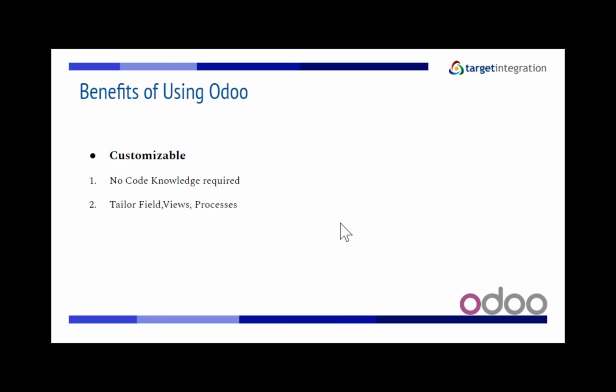Another thing about Odoo is that it's not a one size fits all solution. It's customizable. For a regular entrepreneur such as yourself, you don't need to know any specific coding language to start with. You can tailor your fields, views and processes to your own business requirements.